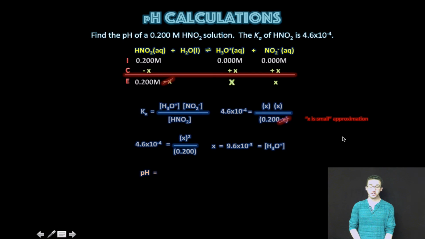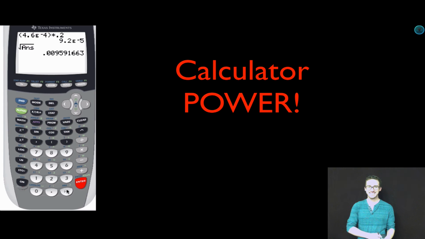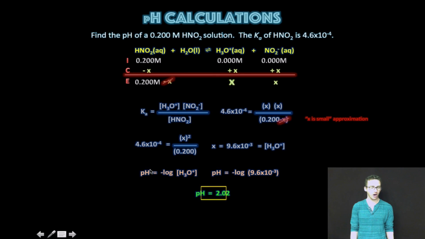So if I want to determine pH then, now that I know my hydronium ion concentration, I'm just going to use my formula for pH, which is equal to the negative log of hydronium ion concentration, plug in that hydronium ion concentration that we just solved for, boom, we have the pH of our weak acid solution. Negative log, second, answer. We are done.